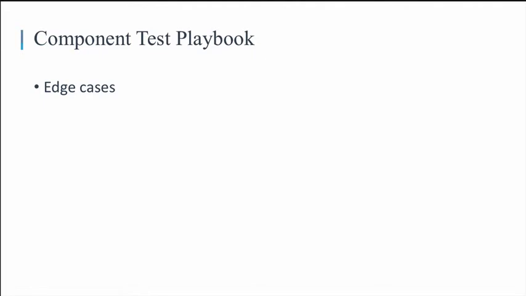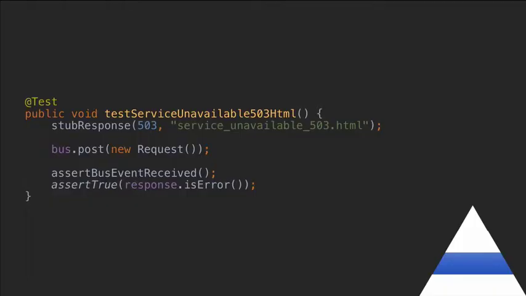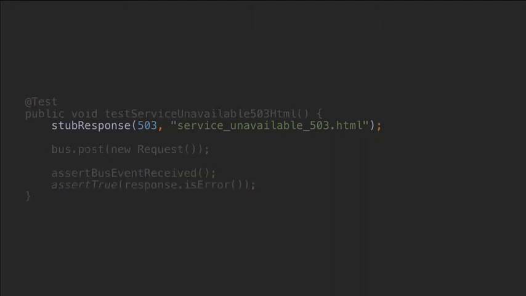So we're trying to write this edge case where the server returns HTML instead of JSON. So here's an example test for that. Again, little pyramid at the bottom right, we're now up at the component test level, so we're above a unit test. So the first thing we do is we're going to stub our API response to return HTML, and then we're going to have our test post a new request. We're going to then check that we got an event back from the bus and that it was an error.